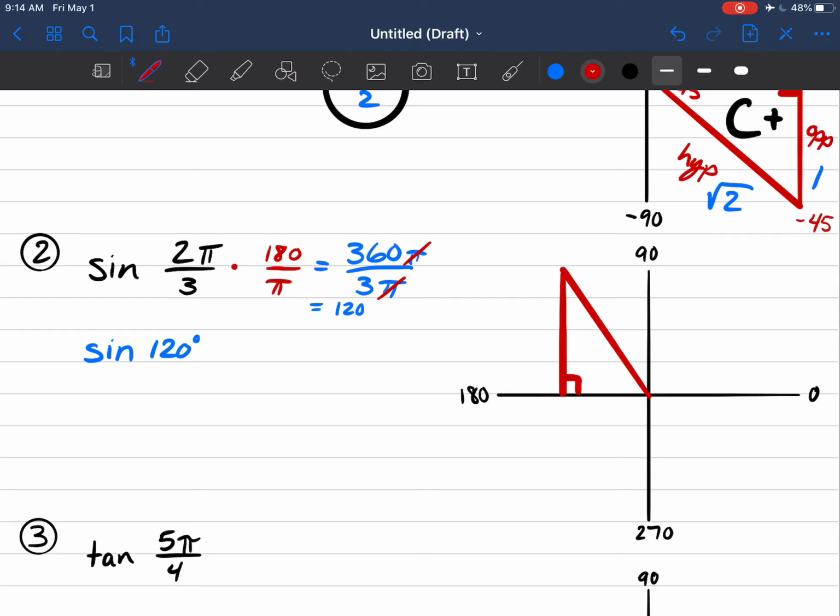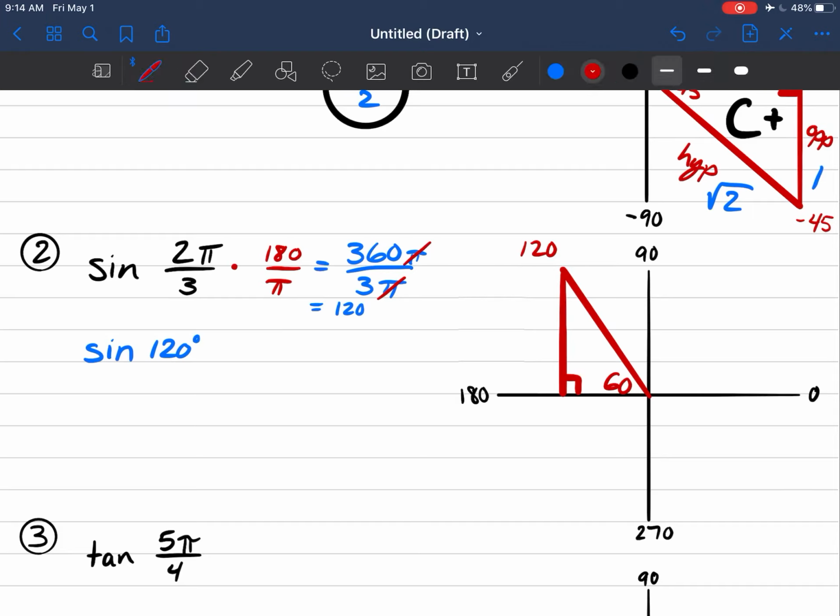And then how big is the reference angle? Well, this was 120 degrees, and the reference angle was from here to the x-axis, which is 180. So 120 to 180 is 60. And then, so now I just need to label the sides.